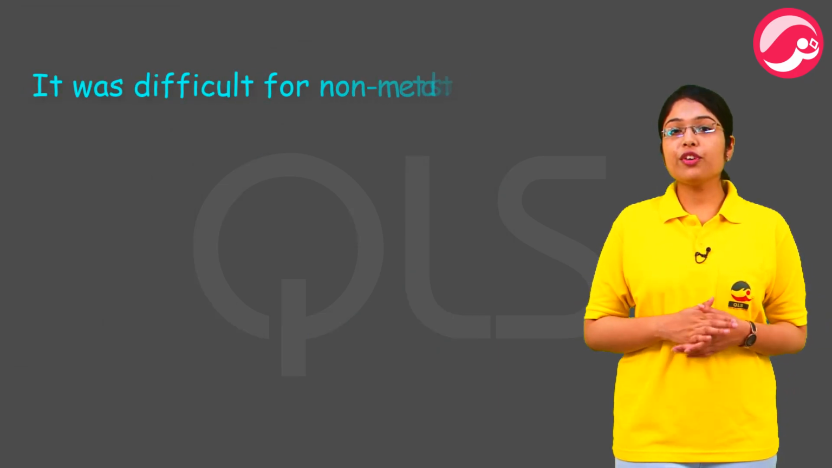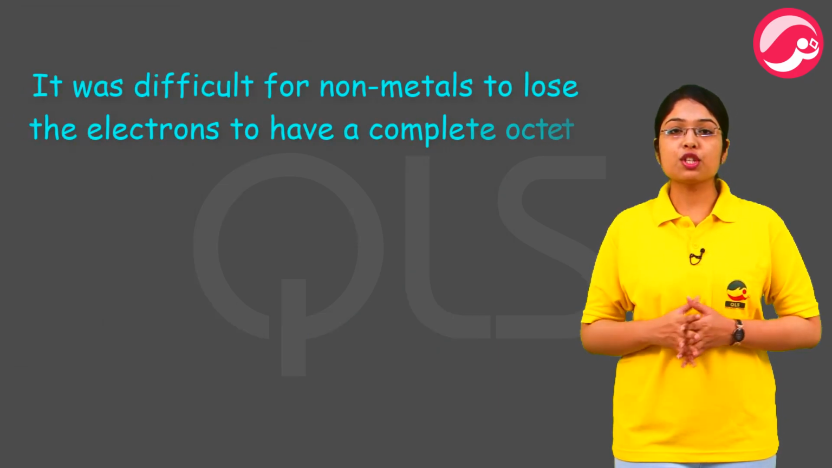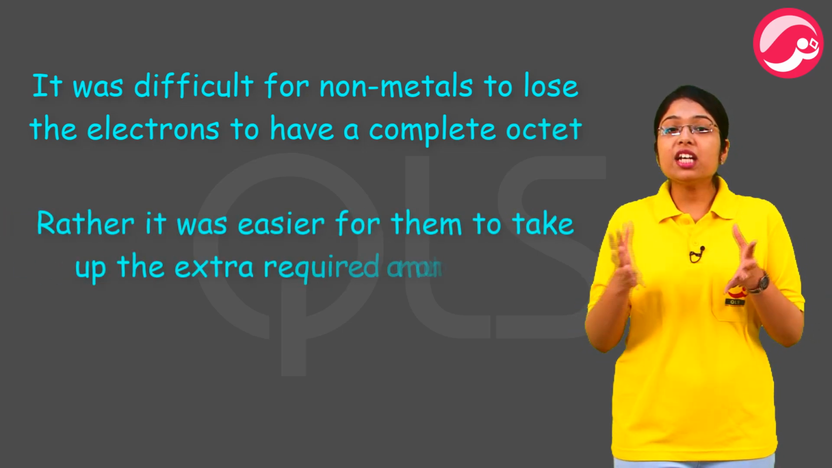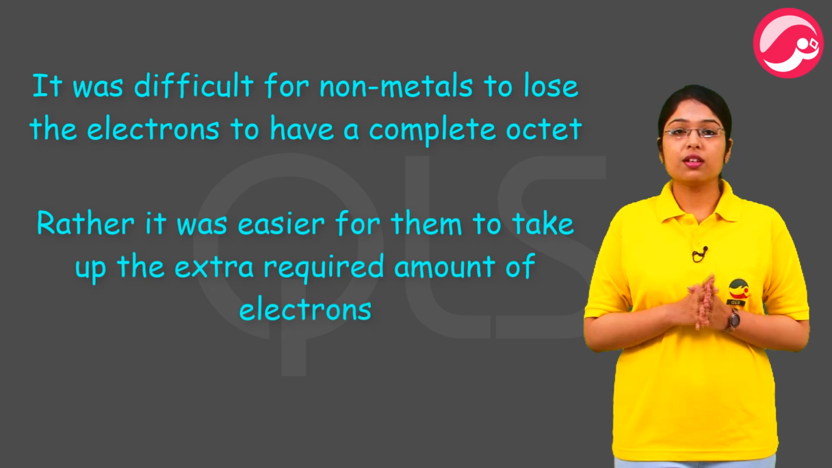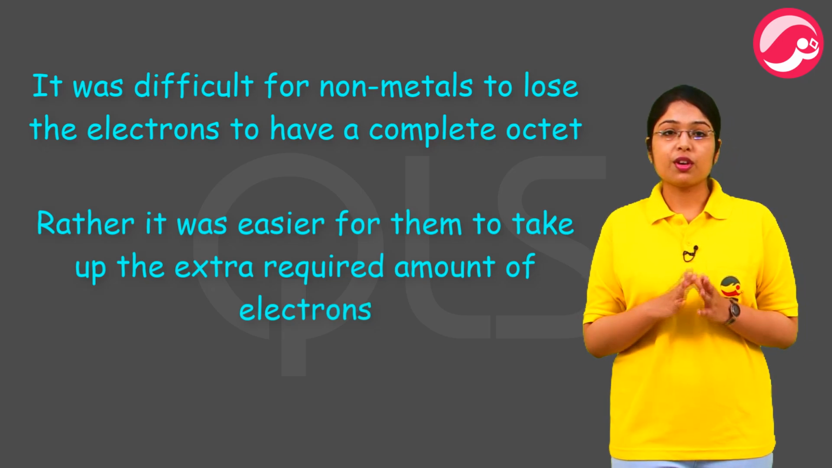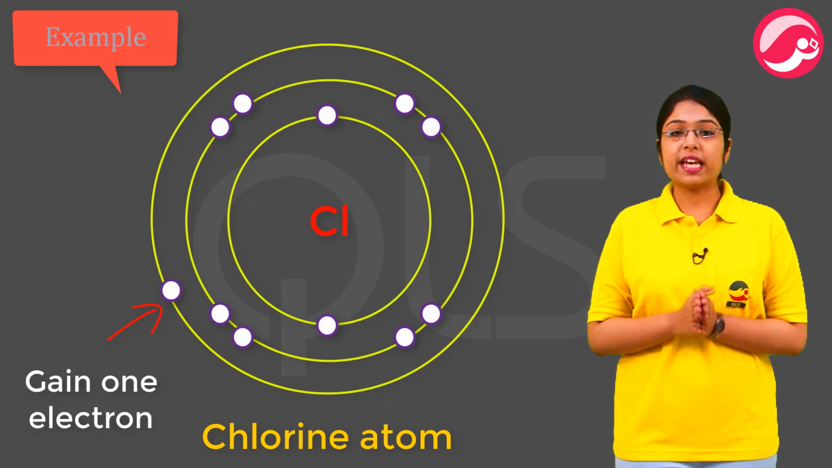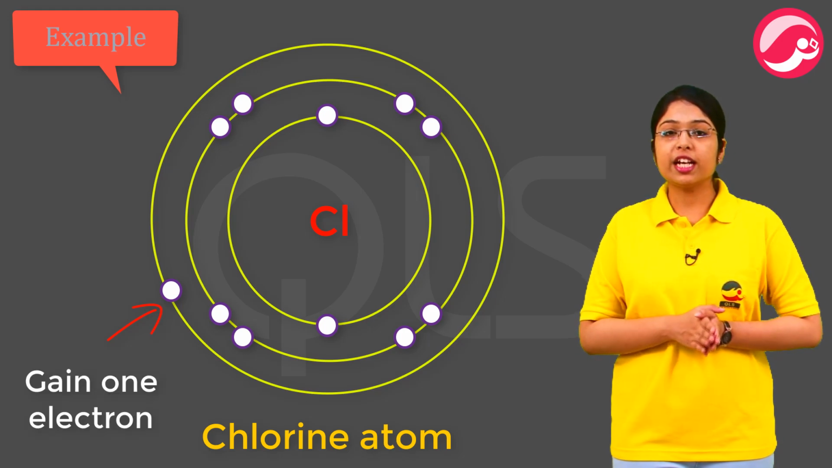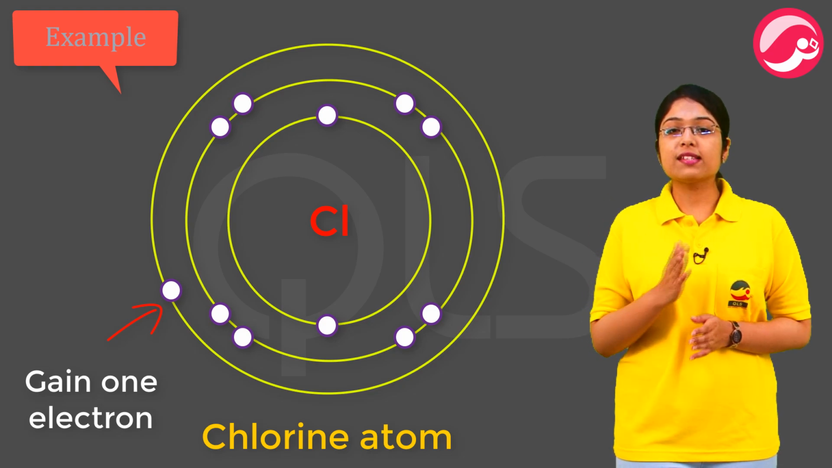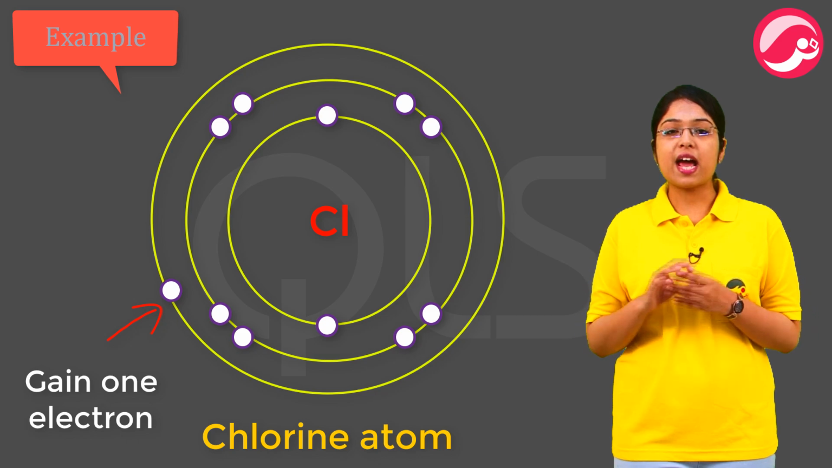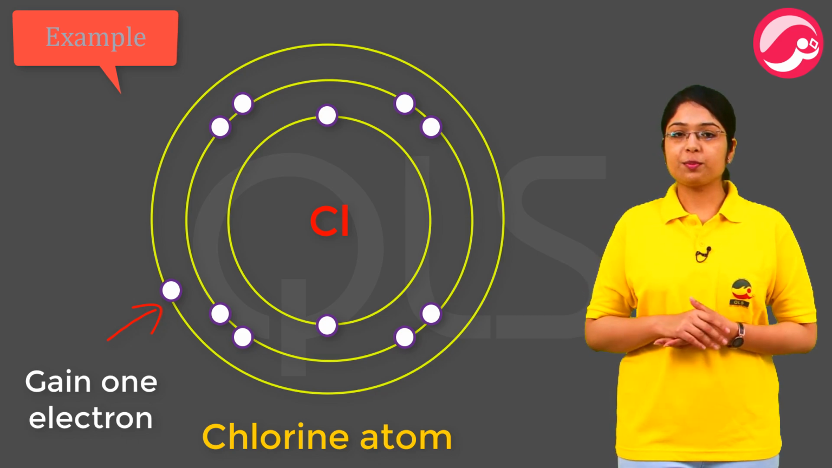But it was difficult for non-metals to lose the electrons to have a complete octet. Rather, it was easier for them to take up the extra required electrons to complete their octet. For example, chlorine, instead of losing 7 electrons, gains 1 electron to make its electronic configuration from 2,8,7 to 2,8,8 instead of losing 7 electrons and making it 2,8.